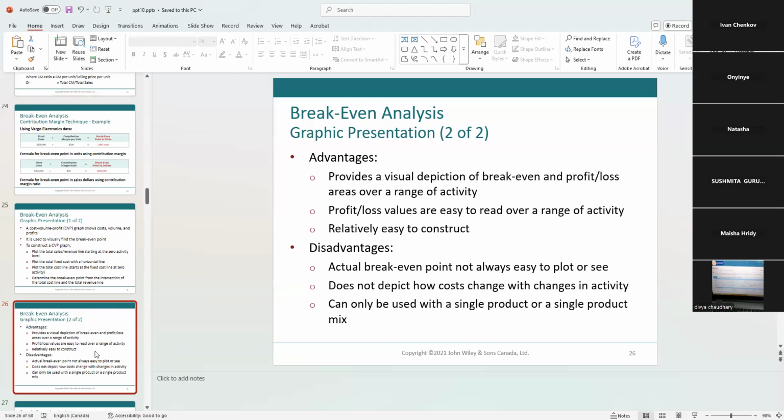You can easily read the level of activity and range of the activity that you need to achieve. And it's easy to make it. Which are the disadvantages?